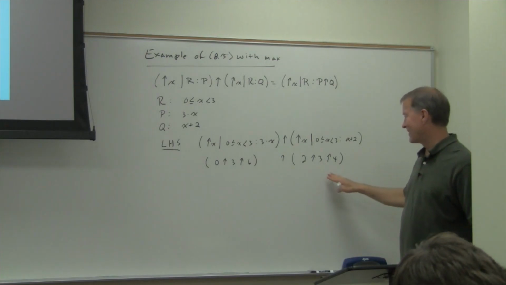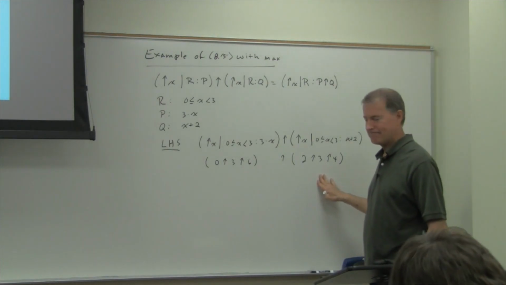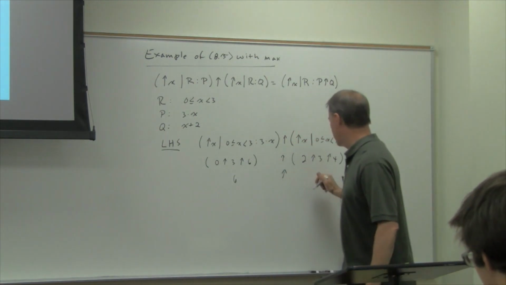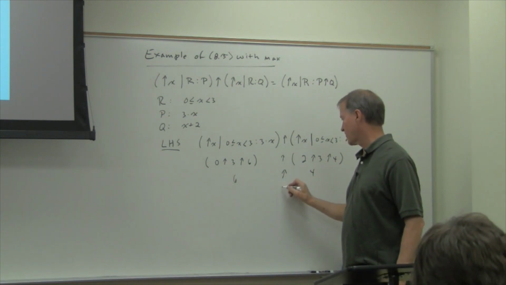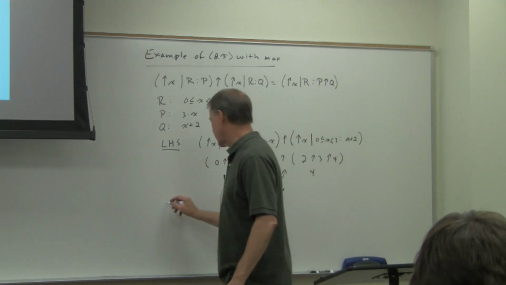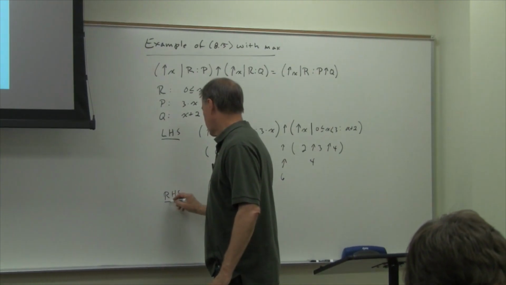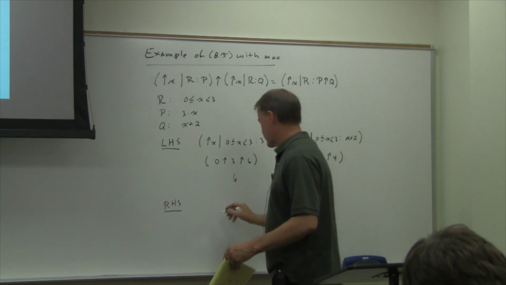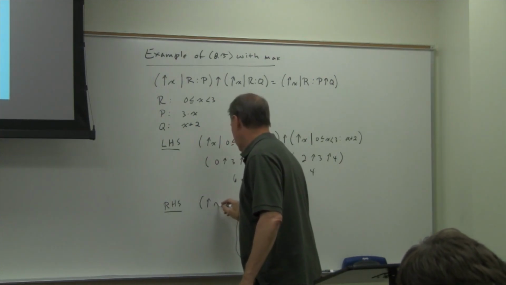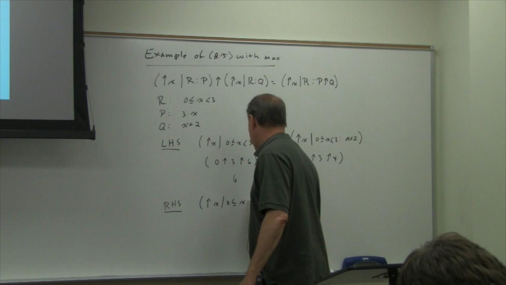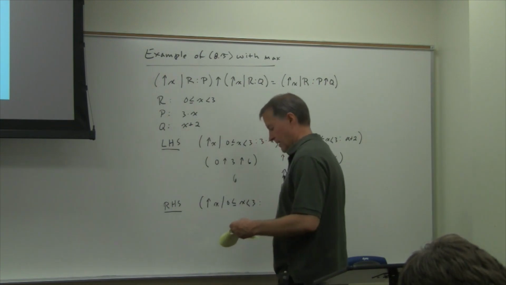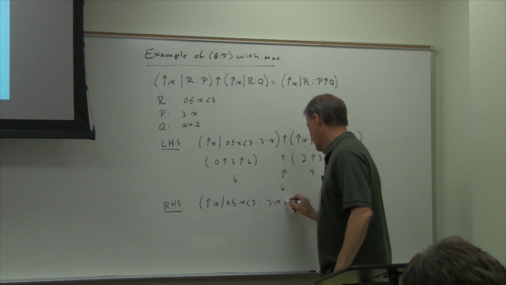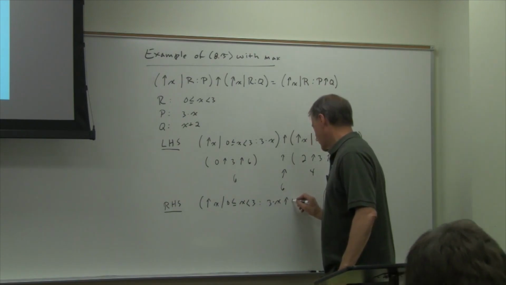Okay, so this is 6 max what? 4, which makes this whole thing what? 6. Now let's do the right hand side. So the right hand side would be what? Max over x, 0 less than or equal to x less than 3, of the body: 3 times x, max x plus 2.